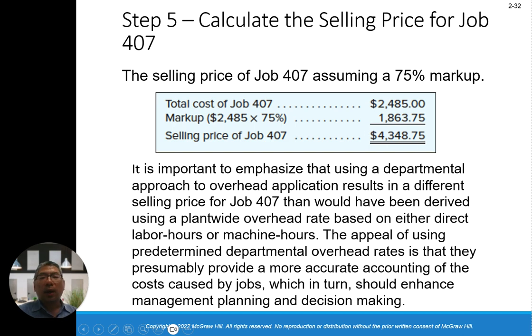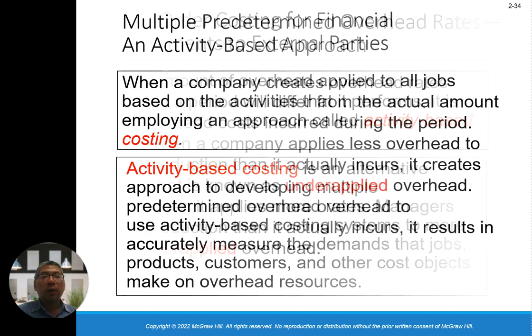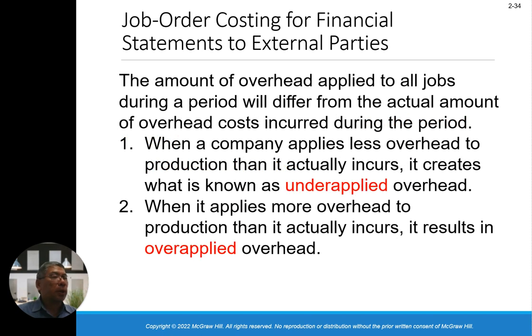Okay, and then for the company performing overhead rates based on an activity-based approach, it is complying with an approach based on activity-based costing. Activity-based costing is an alternative approach to develop multiple predetermined overhead rates. Managers use an activity-based costing system to more accurately measure the demand for the job, product, customer, and other cost objects on overhead resources. So, what are the things we're going to do?